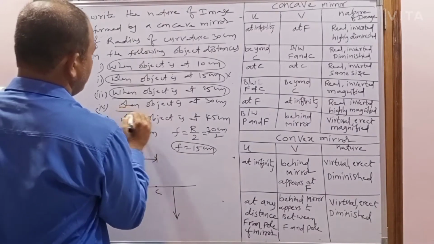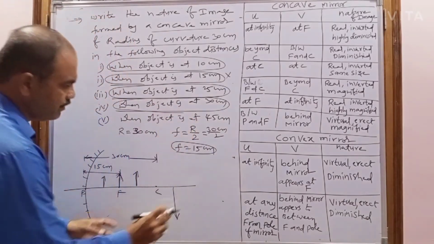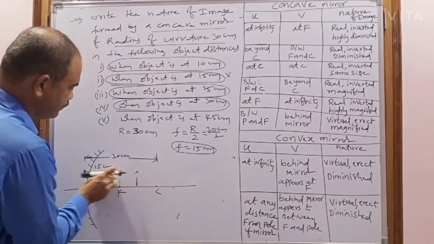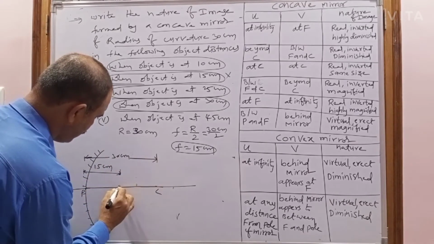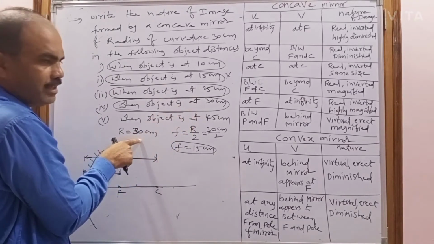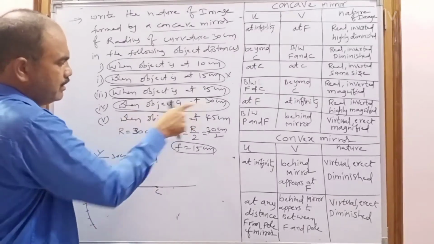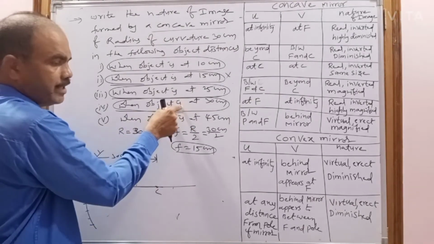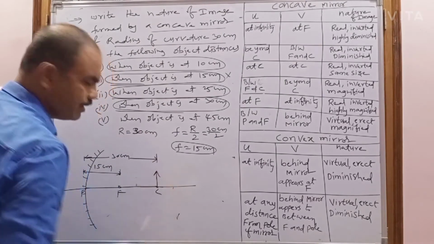And next, come to when the object is at 30. 30 means where will the object be? What is the radius of curvature? 30. And that is nothing but at C. So the radius of curvature distance and the object distance are the same. That's why the object will be at C.